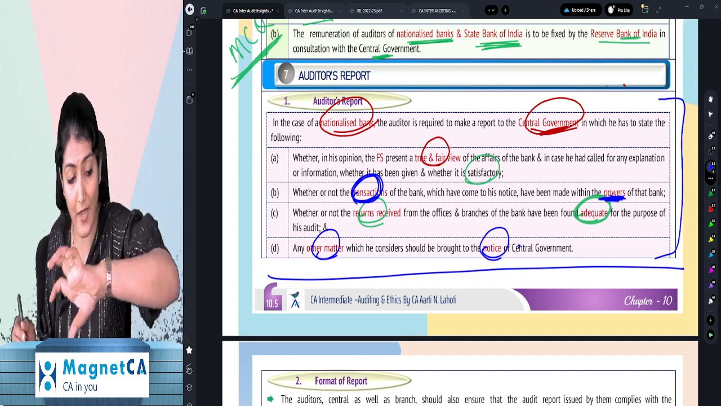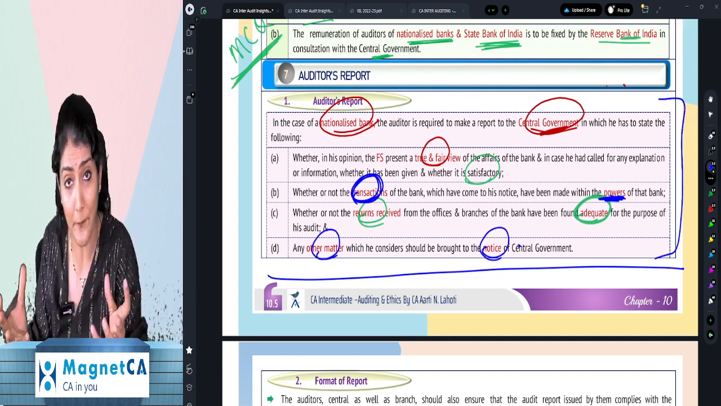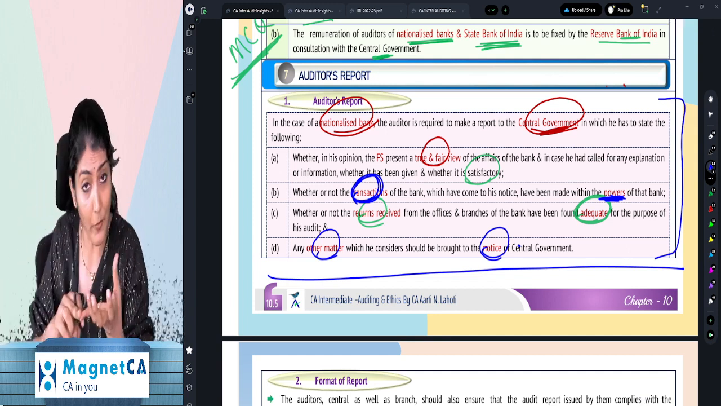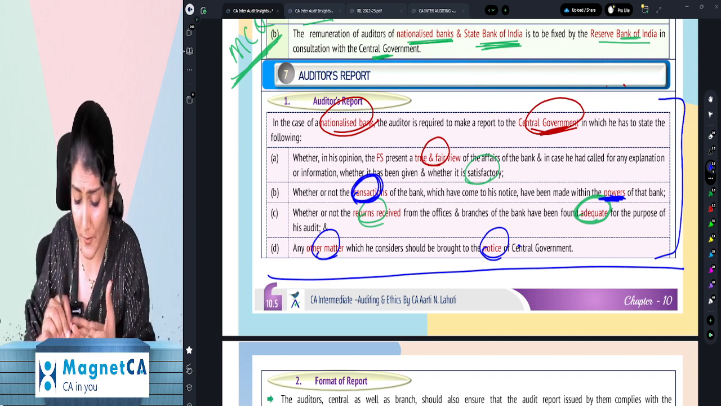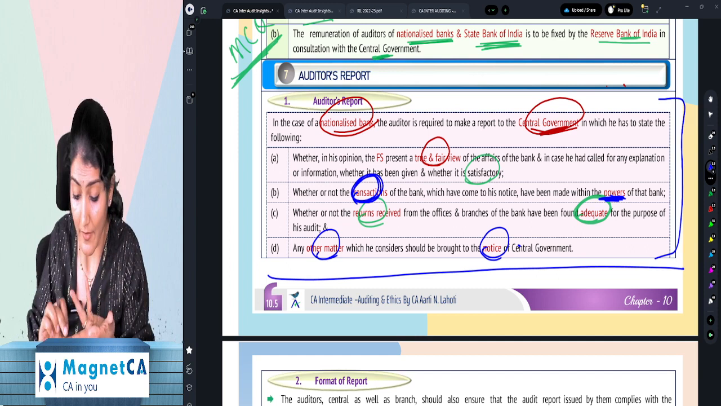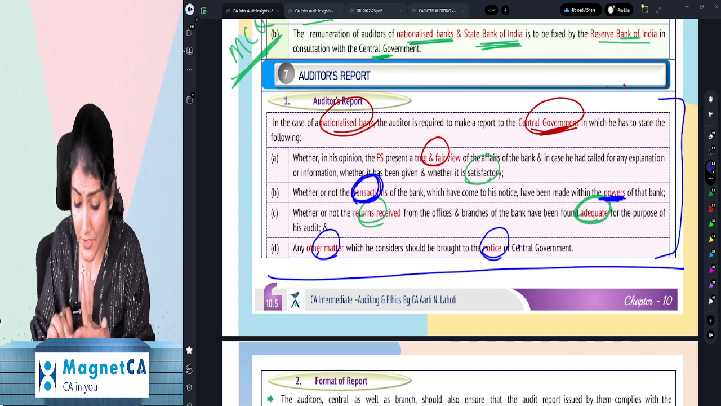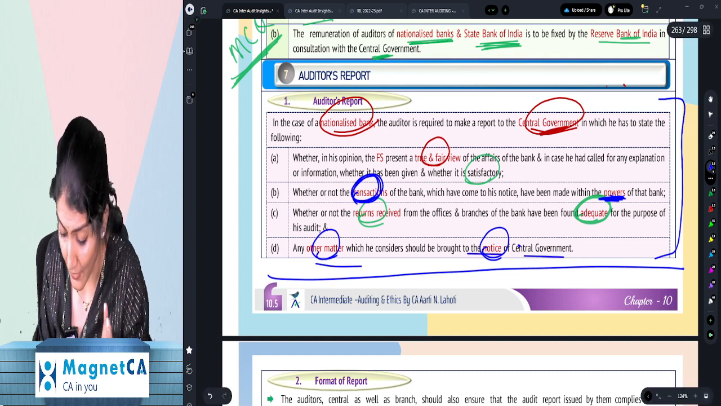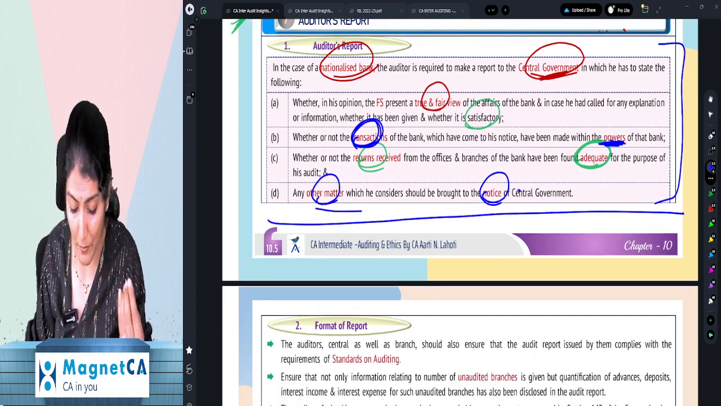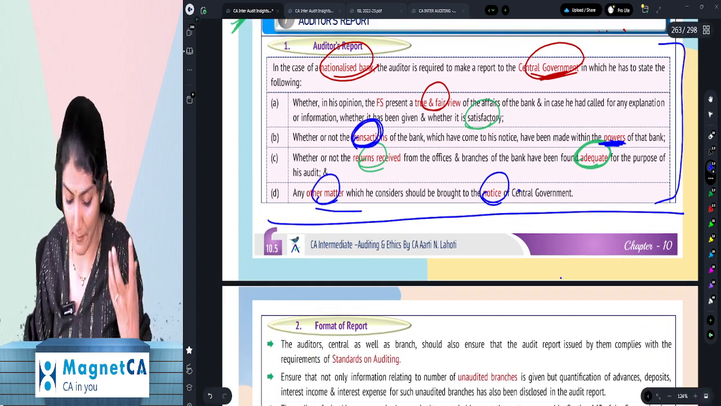Okay, the auditor of a nationalized bank will report to the central government. What will you report? Do the financial statements give a true and fair view? Is the information and explanation satisfactory? Are the returns adequate? Are the transactions of the bank within the powers of the bank? And any other matter which the auditor considers should be brought to the notice of the central government.